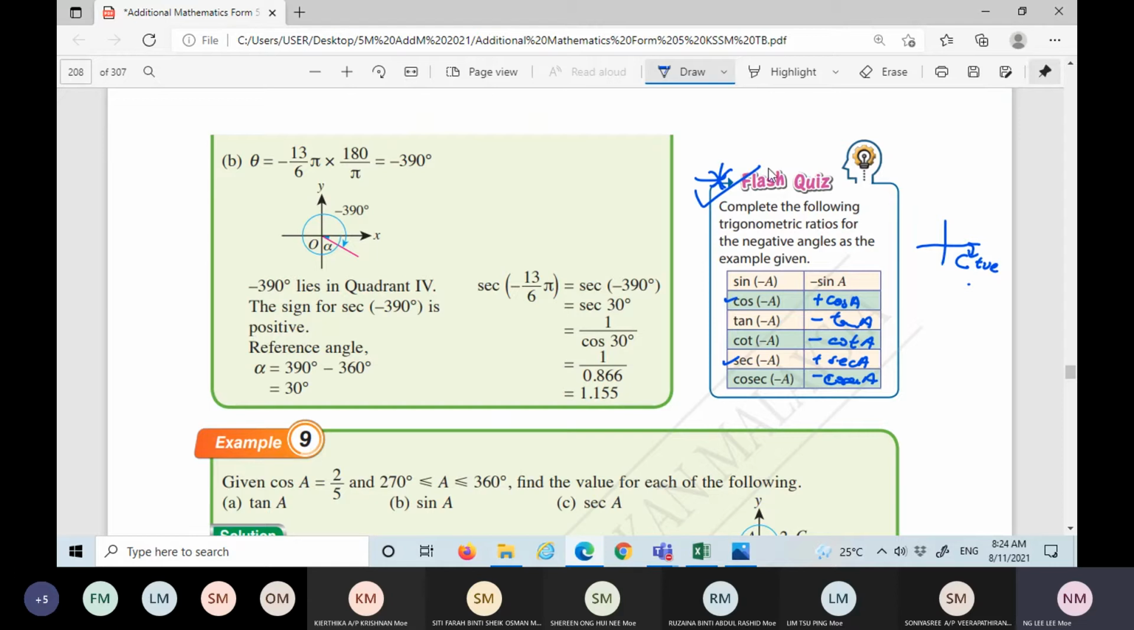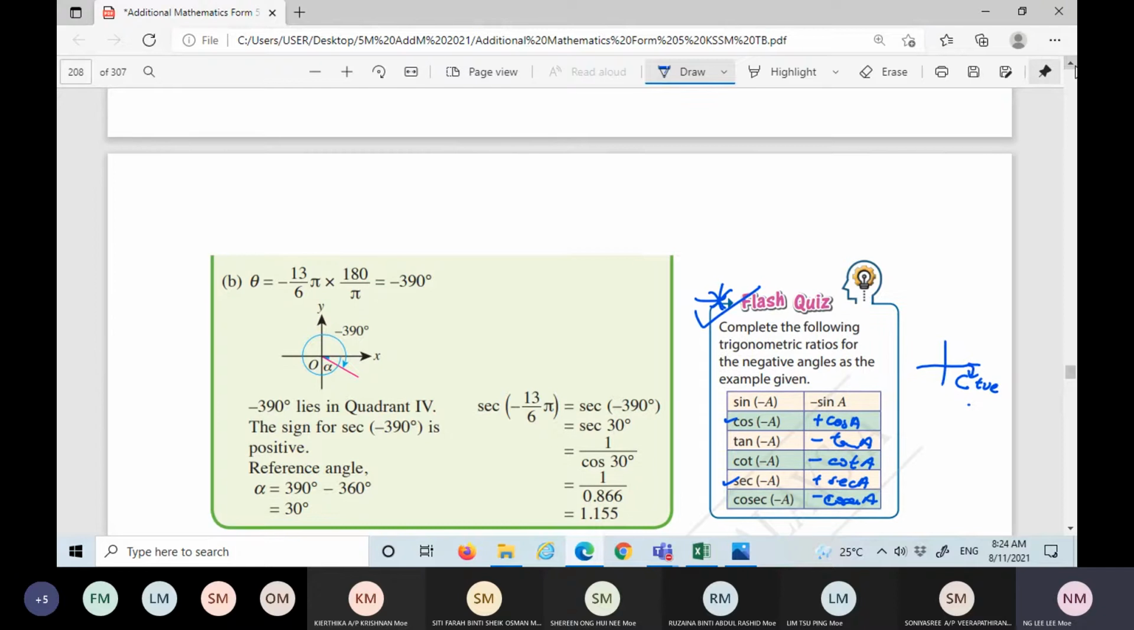So now I start again. Firstly, I write it as a reciprocal, for cos. After that, I do it separately here, for cos. So I use this: cos negative A is equal to positive cos A. So this one equals positive cos A.